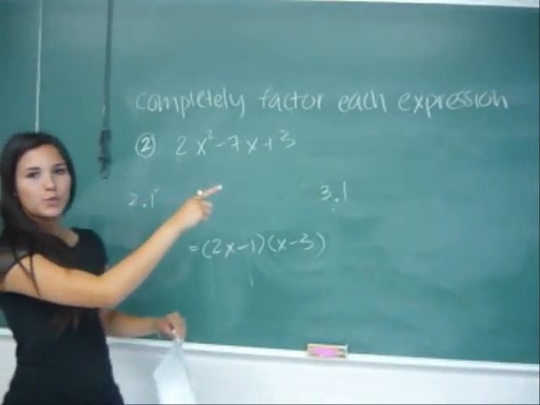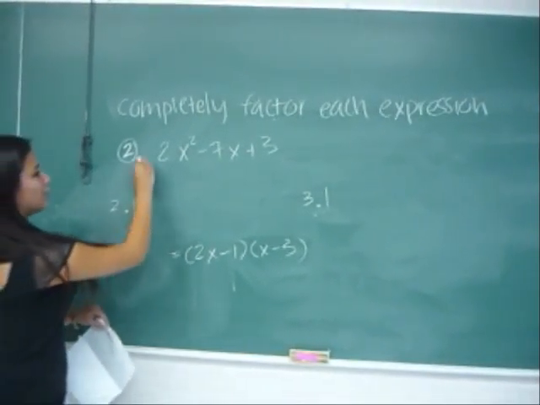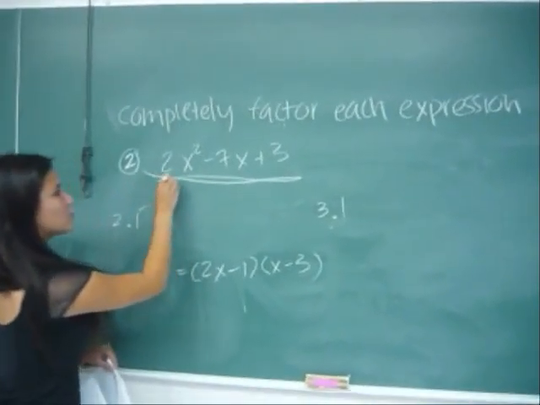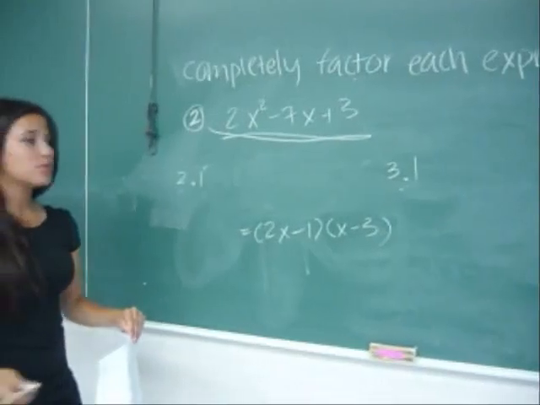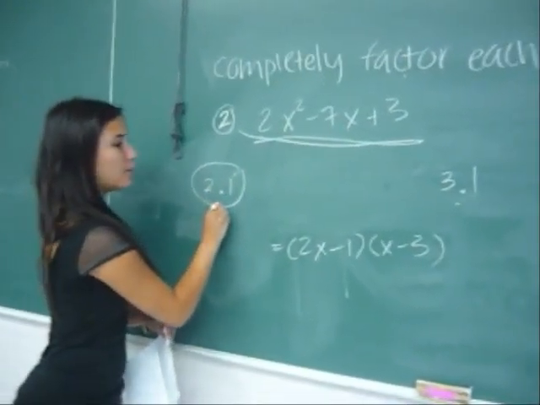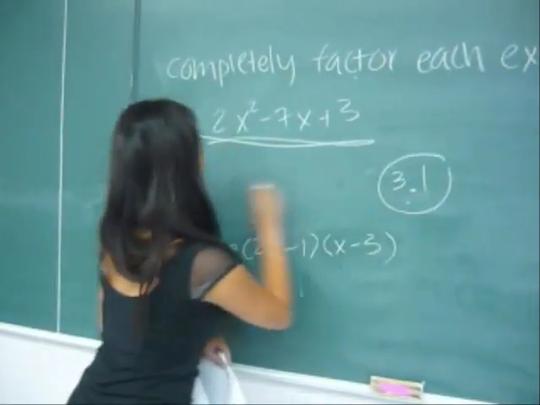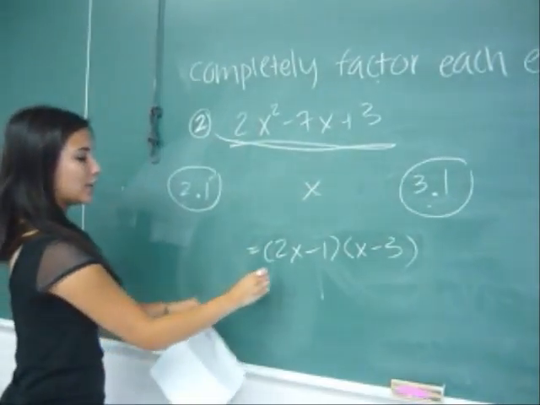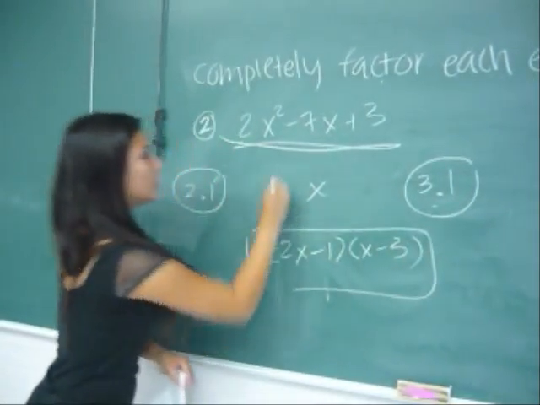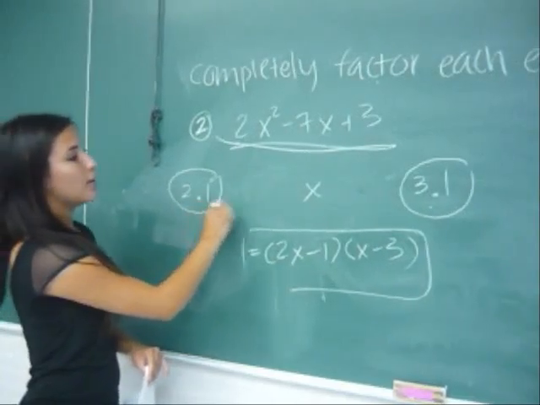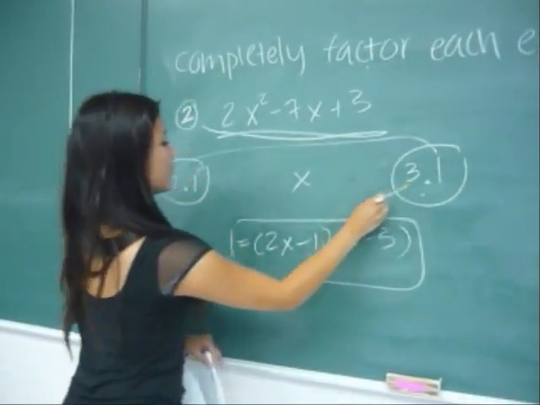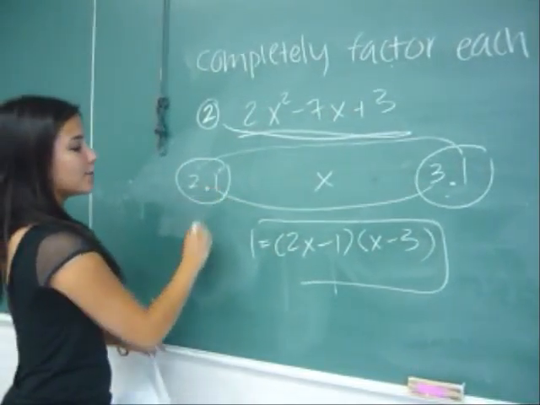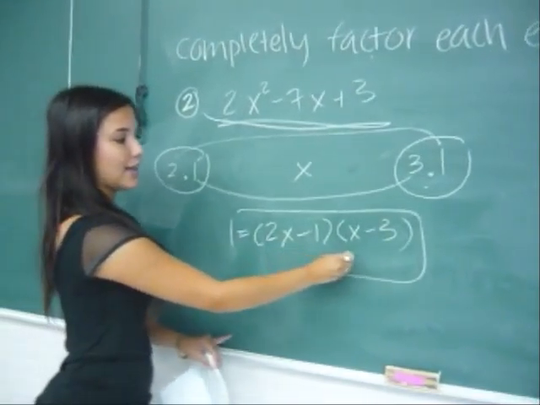Completely factor each expression. Here we have this series of numbers, 2x squared plus 7x plus 3. Here we need to find common factors. So we'll need to get these two numbers and these two numbers. Together we will multiply them so that we can get the formula. And here would be 2 times 1, and 3 and 1. So we'll multiply 2 times 1 and 3 times 1, okay?